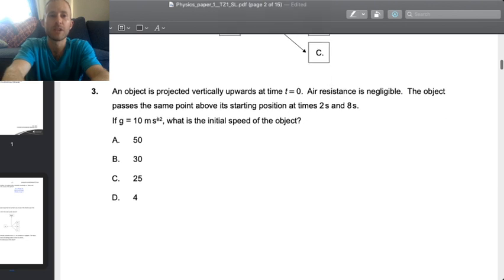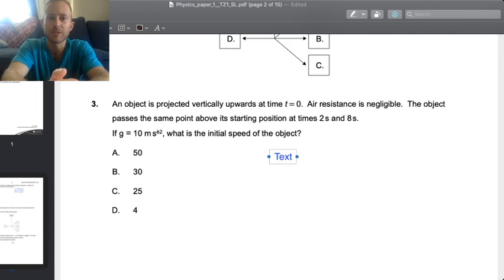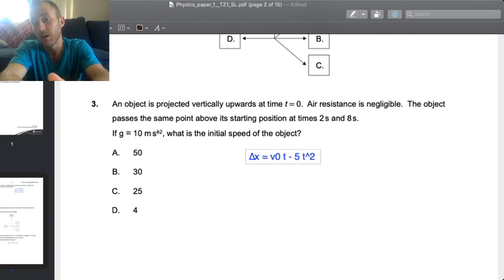Question 3. An object is projected upwards vertically at time 0. Air resistance is negligible. The object passes the same point above its starting position at times 2 seconds and 8 seconds. What was the initial speed of the object? So I'm going to be using the kinematics equation, delta x equals v naught t minus 5t squared. Now, why did I say that? I said it because 1/2 g is 5, okay?